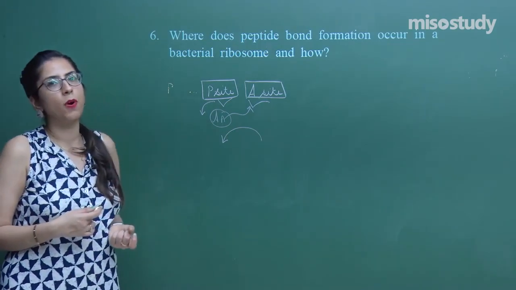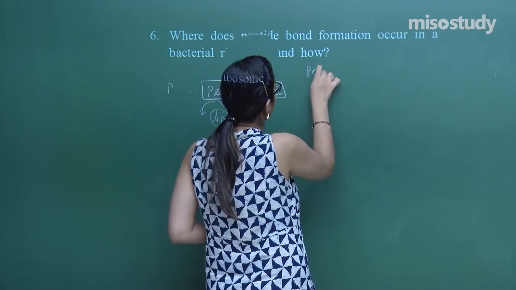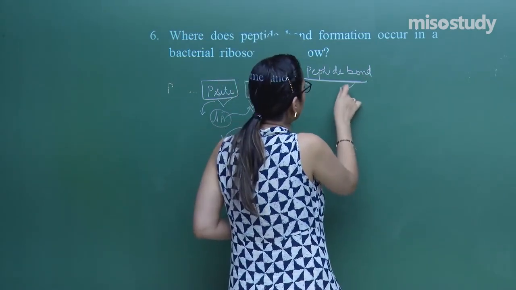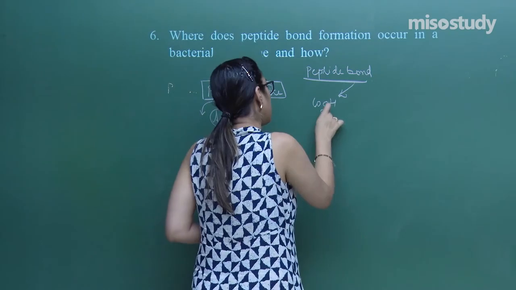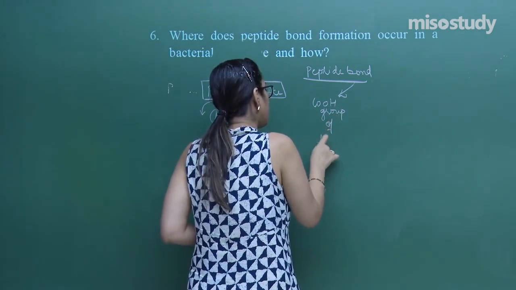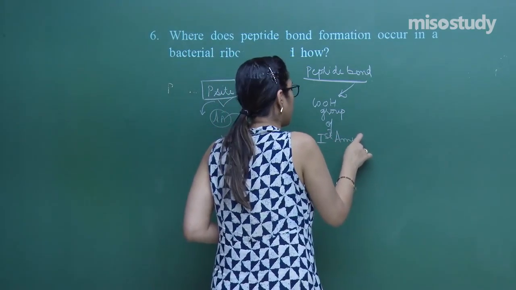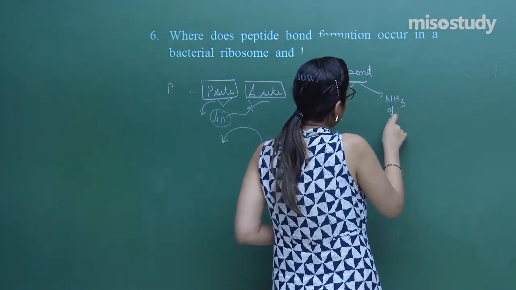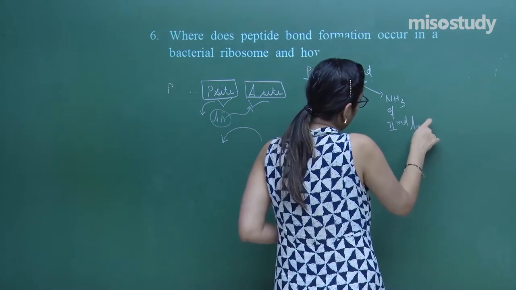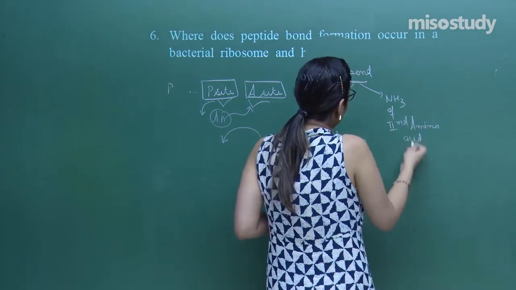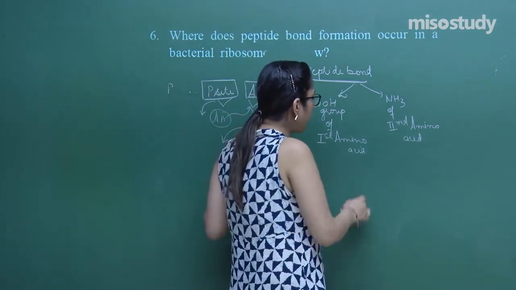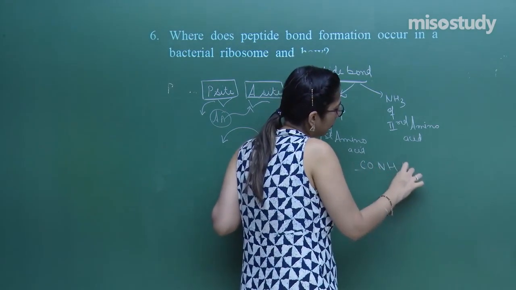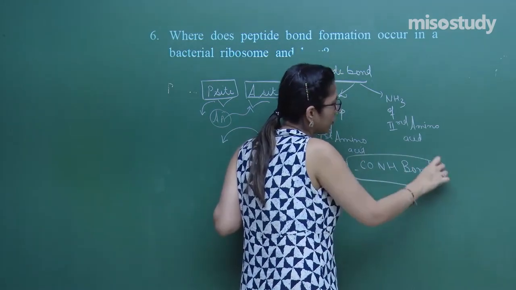What happens is that a peptide bond is formed between two amino acids: the COOH group of the first amino acid and the amino group of the second amino acid. Right, that is the peptide bond. When we talk about the peptide bond, we call it a CONH bond. When we write it in a normal way, we call it a CONH bond.